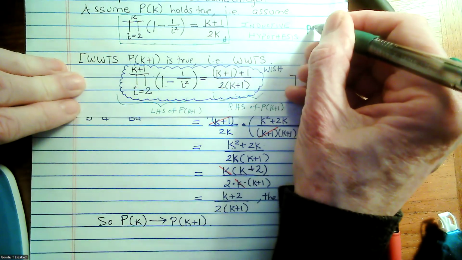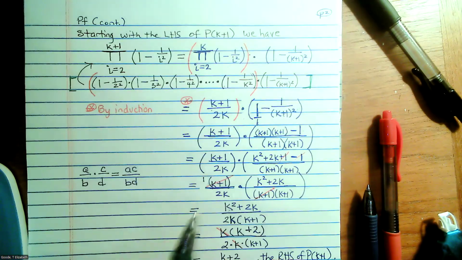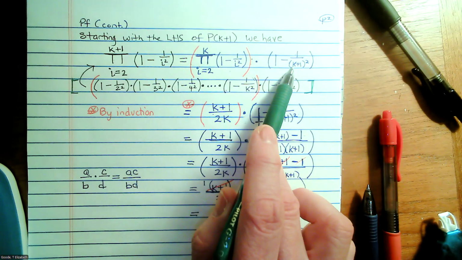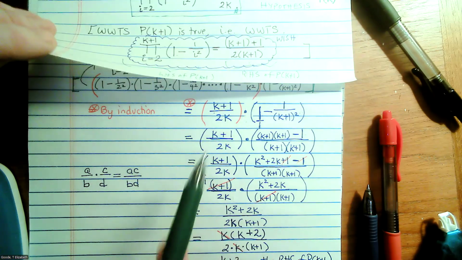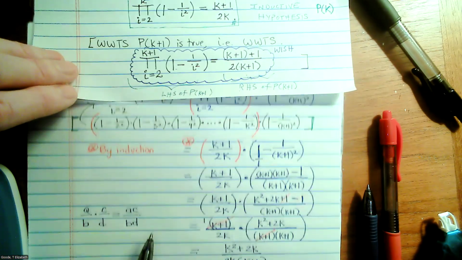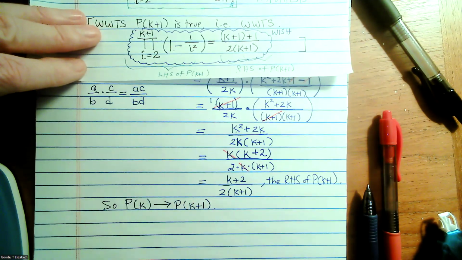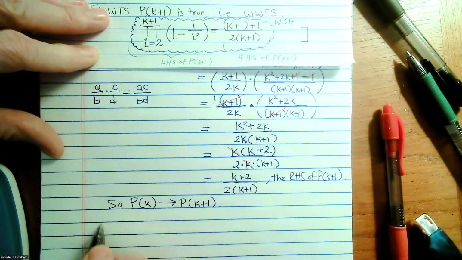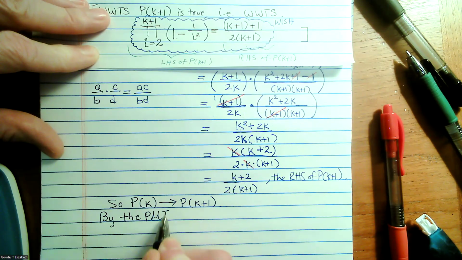P of K was what we assumed, and we used it right here, and that's why we broke off that last factor so that we could make this substitution right here. See what I mean? Yeah, it makes sense. And so then what's the last step to get full credit? You have to say something smart about everything. By the PMI. Invoke the PMI.